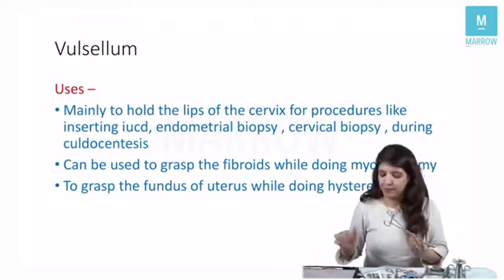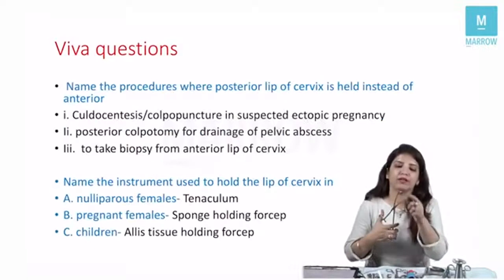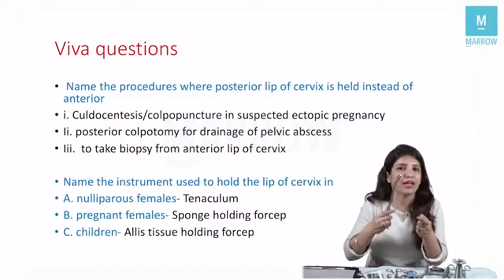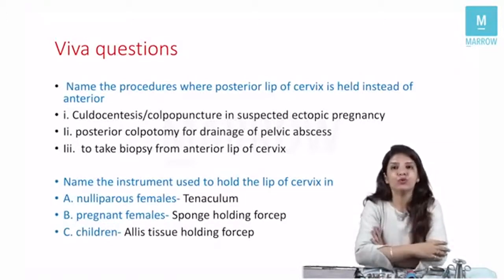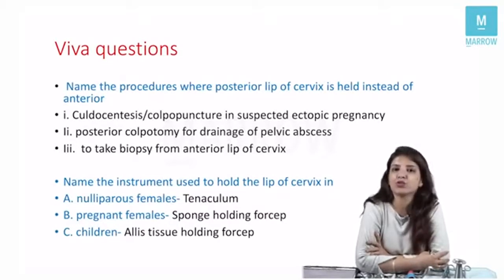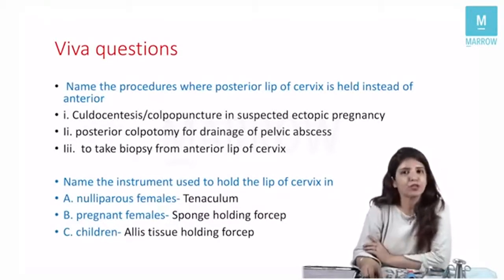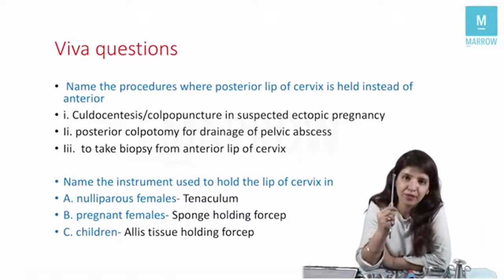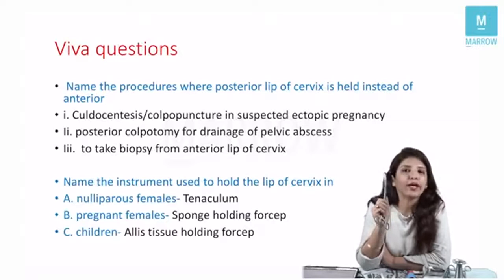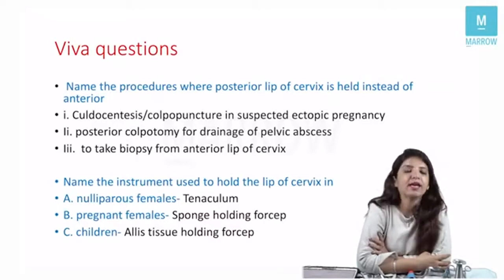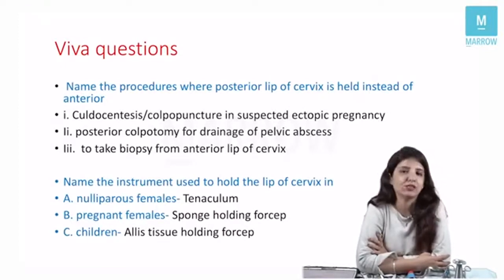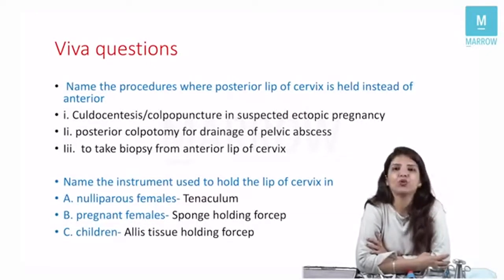Now, if you see over here, the vulsellum has teeth, so it is going to grasp the lip of the cervix very tightly. And all of you know that in pregnancy, the cervix is very soft. So if you grasp the cervix with a vulsellum, that is going to lead to a lot of bleeding. So in pregnant females, if you have to hold the lip of the cervix, what instrument do you use? In pregnant females, you do not use a vulsellum, you use a sponge holding forceps. Clear? Non-pregnant females, vulsellum. Pregnant females, a sponge holding forceps.